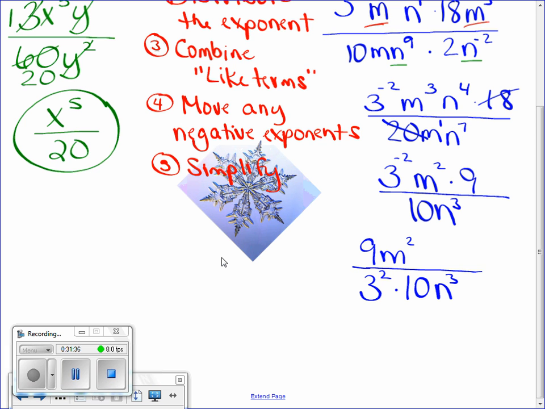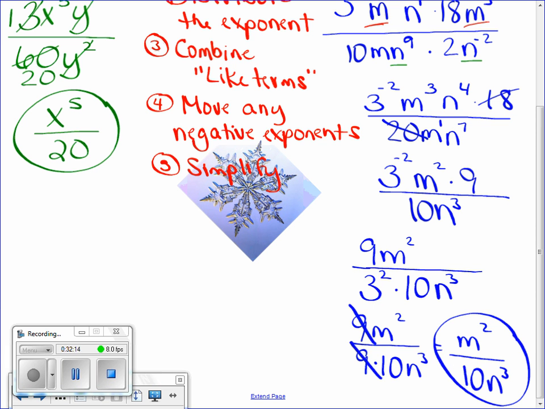And again, I hope you're noticing I'm doing this in very tiny steps for you. If you were doing this on your own, as you get more comfortable, you'd probably do a little more steps at once. What is 3 squared? That's 9. So if I have 9 m squared over 9 times 10n cubed, what happens to those 9s? They cancel out. So your final answer, m squared over 10n cubed.